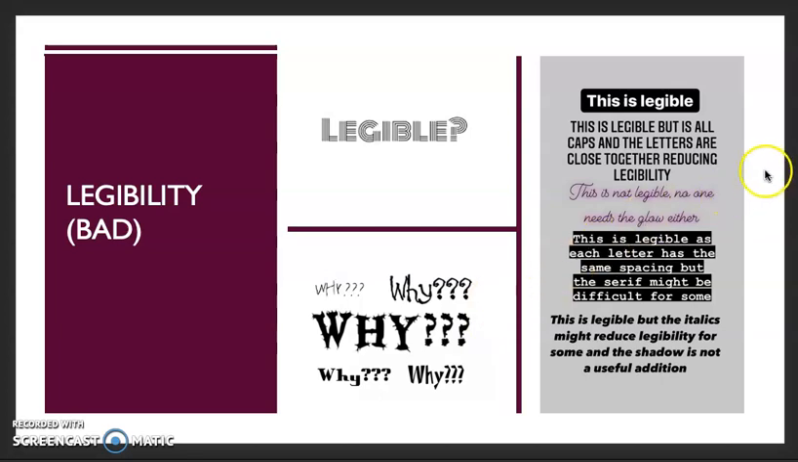The last example shows several varieties of what makes something illegible. The second sentence right here is all caps and close together. The next one down has a glow to it that is very unnecessary. The third sentence, the letters all seem to blend together. And lastly, the italics in the whole sentence make it harder to read.